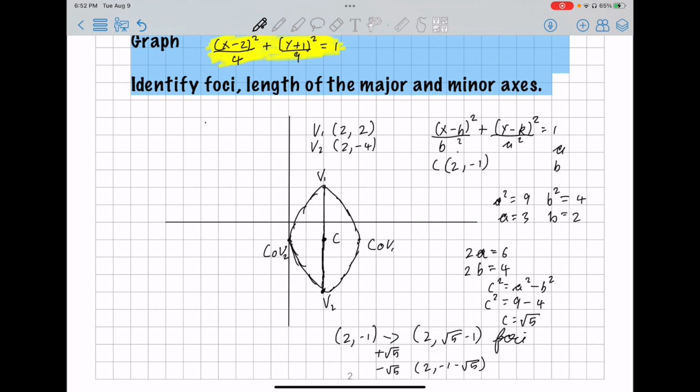Then for the co-vertices, instead of the y variable, we change the x variable. Now we go left and right 2 instead. So we go 2 plus 2, which is 4 comma negative 1, and for co-vertex 2, we go left 2, so that will be 0 comma negative 1. And we solve this.